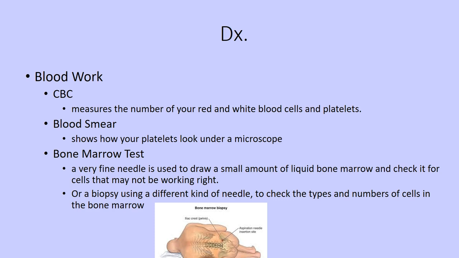They might also do a bone marrow test, or for diagnostics, a very fine needle is used to draw a small amount of liquid bone marrow and check it for cells that may not be working right. Or a biopsy using a different kind of needle to check the types and numbers of cells in the bone marrow. So the picture is basically a patient lays on their side, they go through the iliac crest, basically they bore this needle into their hip until it gets to the bone, and then they kind of turn it like a wine cork screw until they get enough or go deep enough, and then they basically unscrew it out, and then they pull it all out.